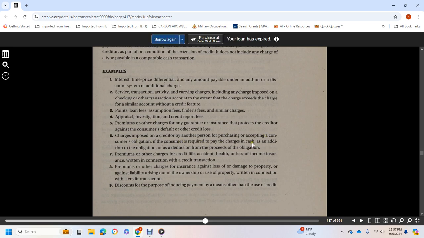The consumer is required to pay charges in addition to paying the obligation, such as a deduction that precedes the obligation. 7. Premiums or other charges for credit life, accident, health, or loss of income insurance, in connection with a credit transaction, other than charges for insurance against loss or damage to property, against liability, or assuring ownership or the use of the property. Discounts for the purpose of inducing payment by means other than the use of credit.